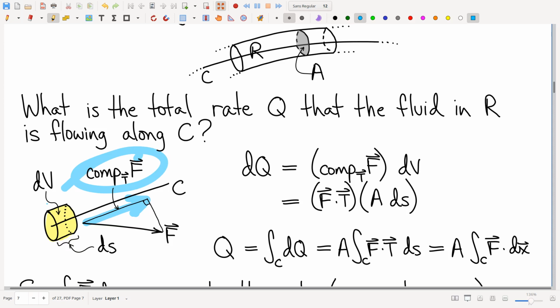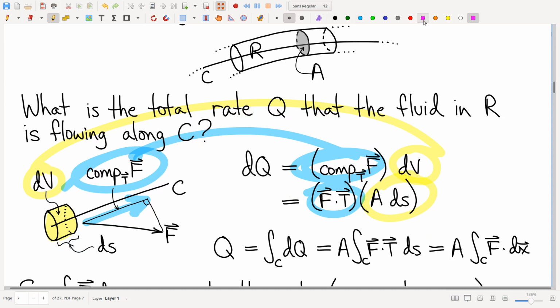So for that little piece of volume, dV, which of course is area times thickness, times this component, which of course is a dot product with the unit tangent vector. Volume times component tells me, for that little piece of curve, how much of the fluid is flowing along the curve. Again, still not clear why we would care about this thing, but that's how you break it up into teeny tiny little pieces.